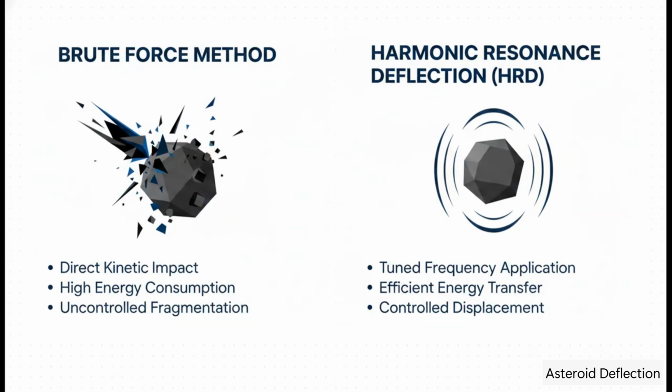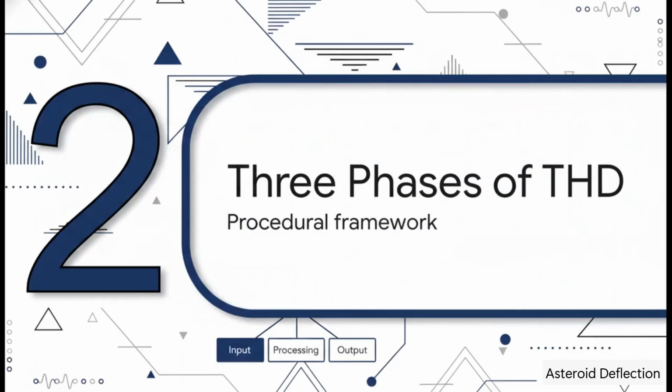This really is a complete paradigm shift. On the left side here, you've got the standard approach: brute force, kinetic impacts, big explosions. It's basically asking, how hard can we hit this thing? But on the right, you have HRD. This asks a totally different question. Can we vibrate this asteroid into a more responsive state before we try to move it? By using tuned resonance to build up internal stress, HRD could drastically reduce the amount of energy we have to actually launch into space. Which brings us to Section 2, the 3 phases of THD.